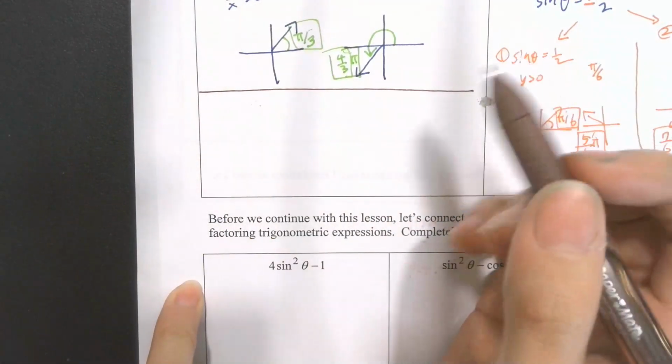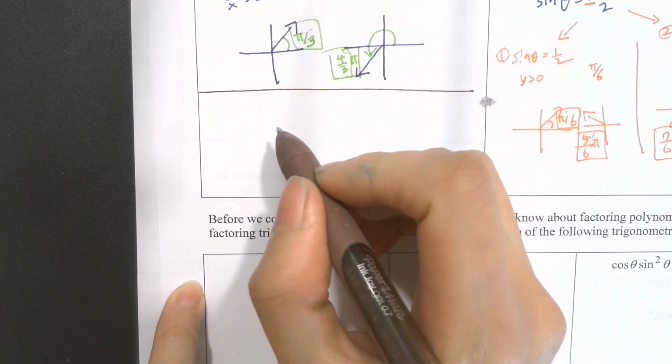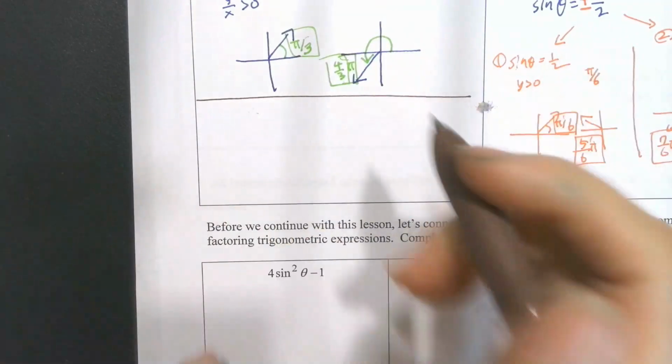First of all, the most important thing you have to remember about factoring is that, oh, my hands are yucky. I was painting with my daughter.